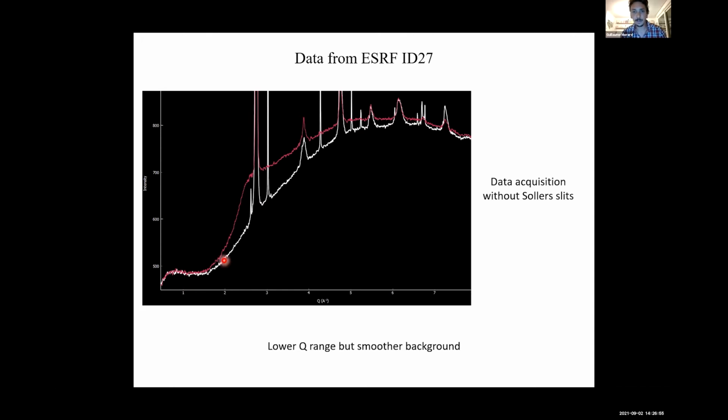you see you have a large background of the diamond, but you have lower Q range, because it's very difficult to get a signal to noise ratio when you go above 7 angstrom, but the background is quite smooth. So you see both techniques are complementary. They have both advantages or disadvantages, but they can both give good results.